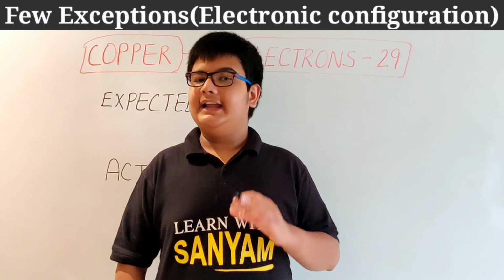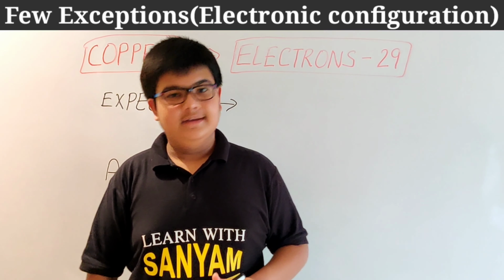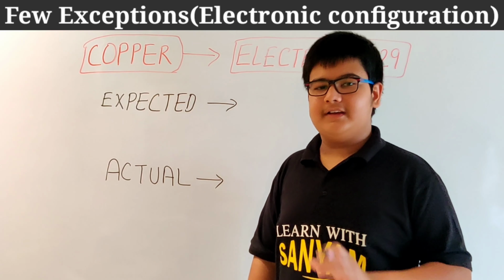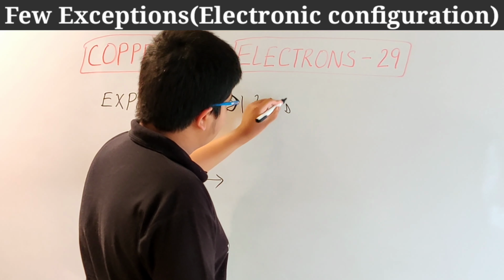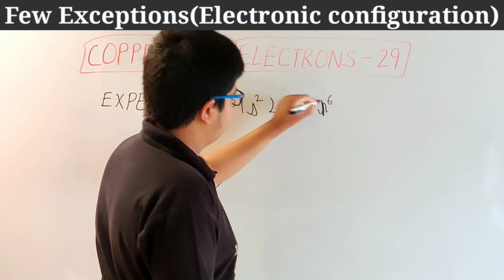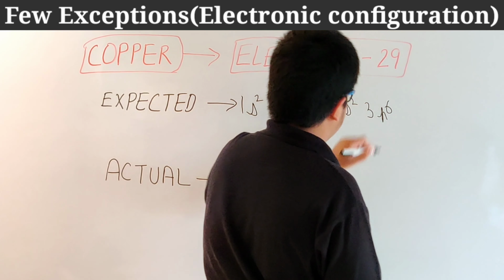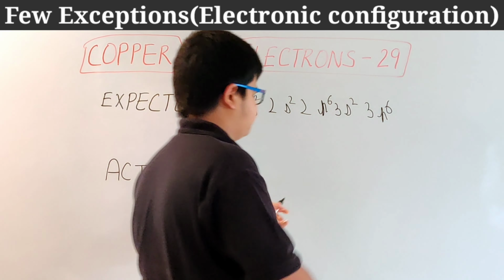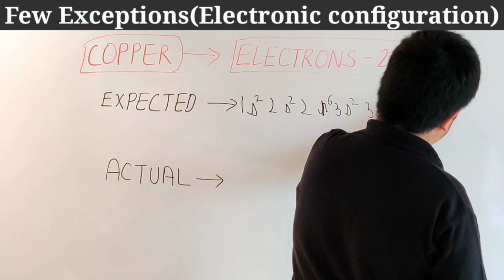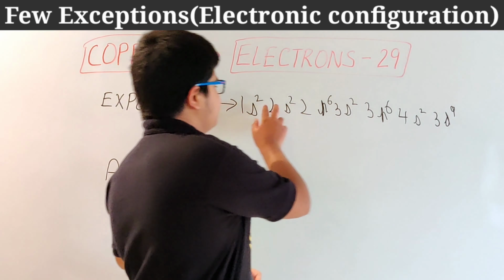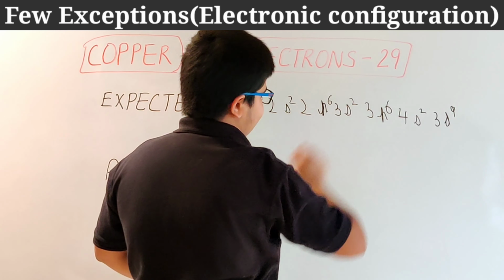Now here we have another exception, and that is copper. It has 29 electrons. So first let's write the expected configuration of copper. So that will be 1s2, 2s2, 2p6, 3s2, 3p6, and now first the 4s orbital will be filled, and then the 3d orbital will be filled with 9 electrons. So you can see that there are 29 electrons. You can calculate them and you can find out.